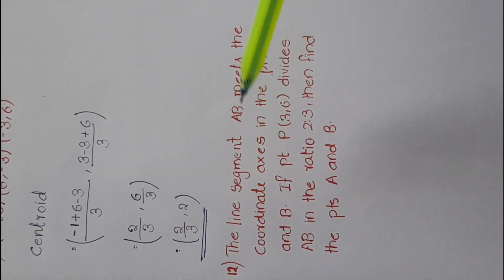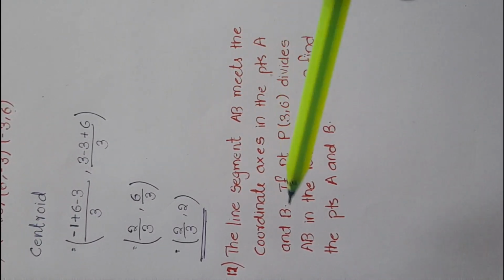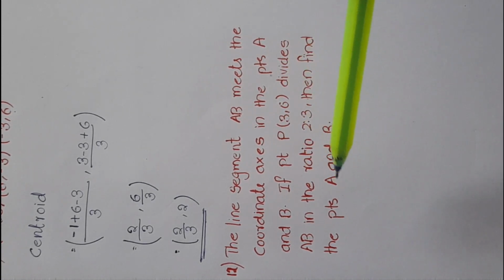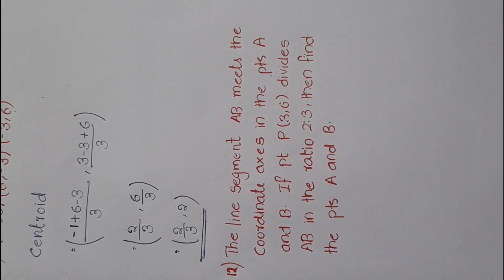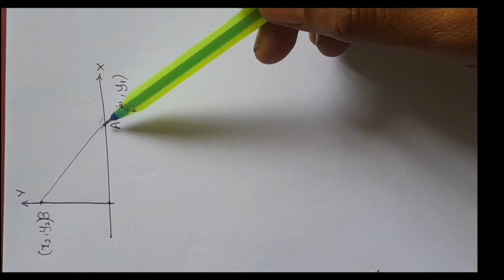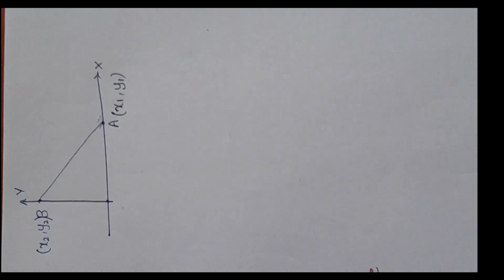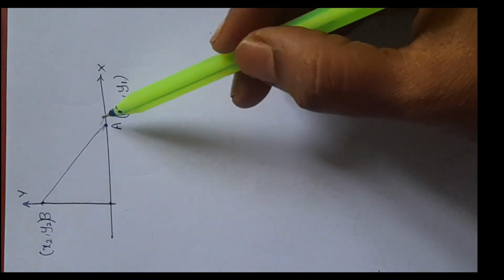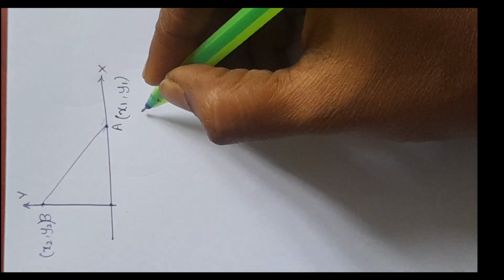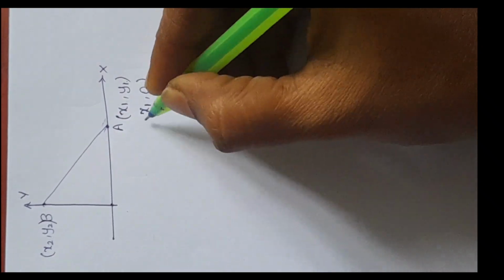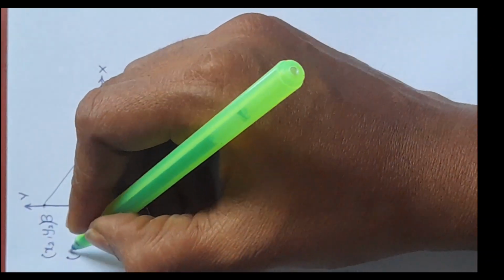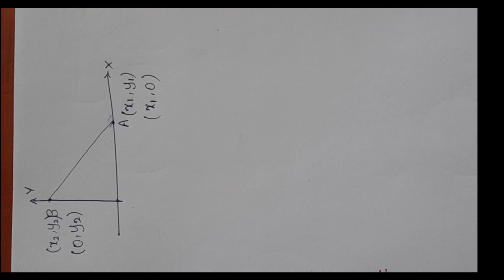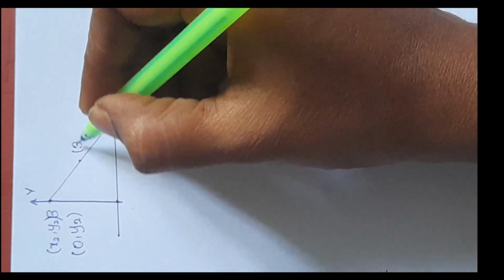12th question. The line segment AB meets the coordinate axes in the points A and B. If point P(3, 6) divides AB in the ratio 2:3, then find the points A and B. This is a bit tricky question. Here it is given that the line segment AB touches the coordinate axes. So let point A be (x1, 0) on the x-axis, where y1 is 0, and point B be (0, y2), because on the y-axis the x coordinate will be 0.